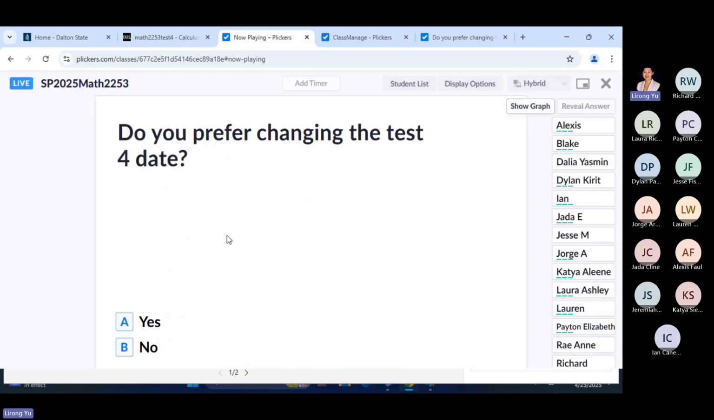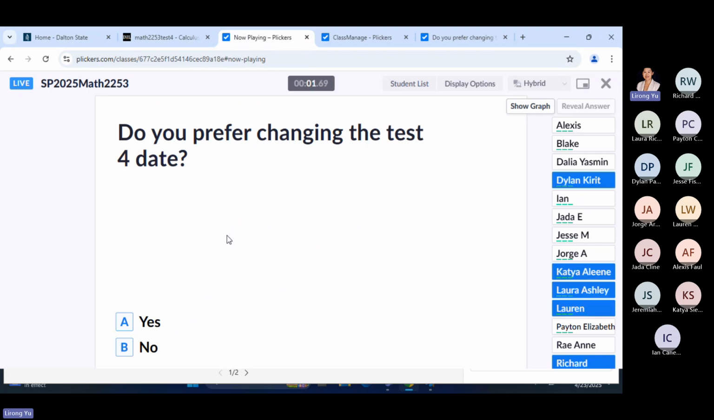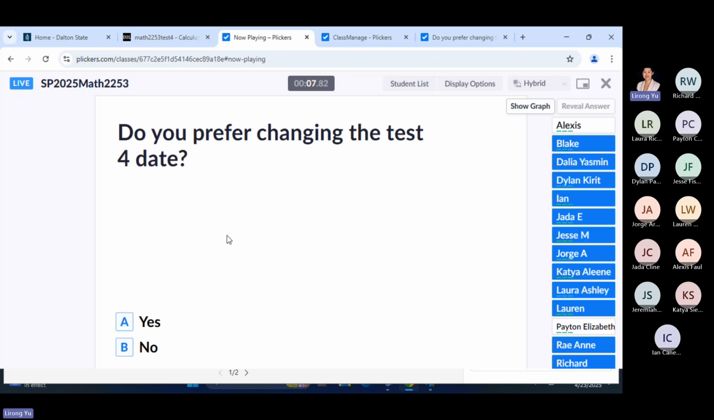Okay, so you guys can choose your answer. Let me turn on the scanner. So I want to find out how many of you prefer changing the date. It's either A or B. So let's vote on this. So let me see what's now.